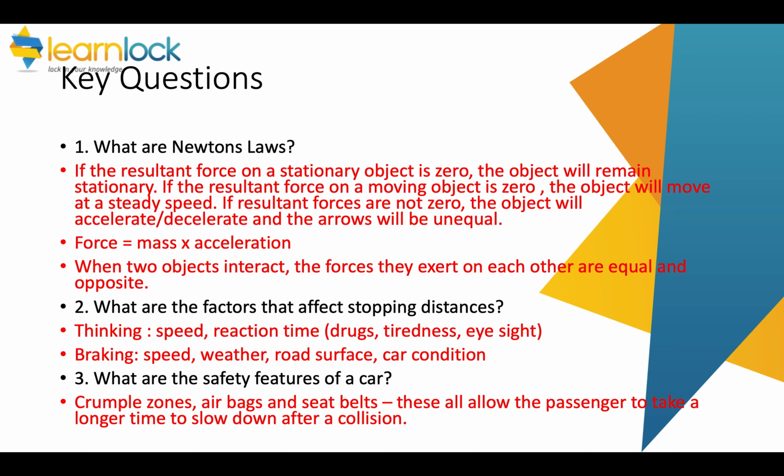What are the factors that affect stopping distances? Well, thinking distance is affected by speed and reaction time, and braking distance is affected by speed, weather, the car condition, and the road surfaces. What are the safety features of a car? Crumple zones, airbags, and seatbelts. What these do, remember, is they all allow the passenger to take longer to slow down after a collision, which means there'll be less force and less injury.